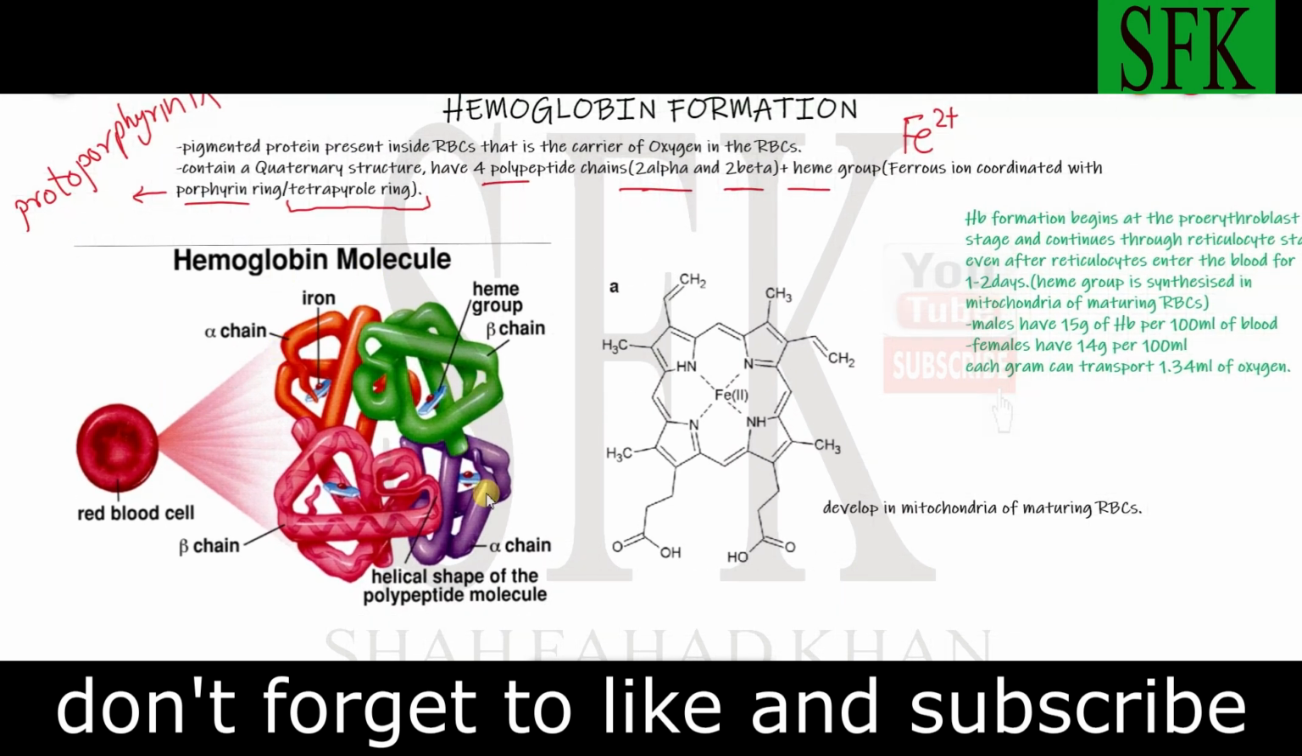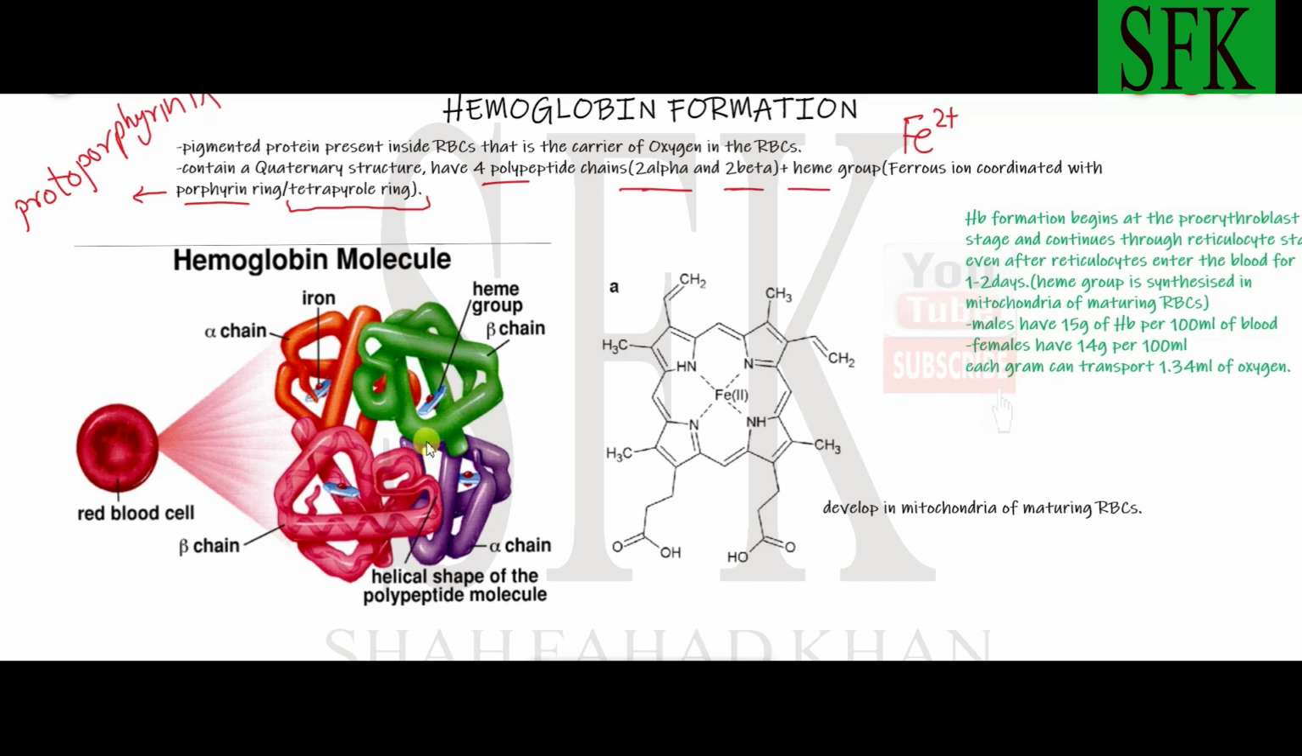This is its structure over here. I've drawn each color to represent one subunit. So two alpha subunits of the hemoglobin and two beta subunits of the hemoglobin, and they're present inside the red blood cell. And this is the major oxygen carrier.